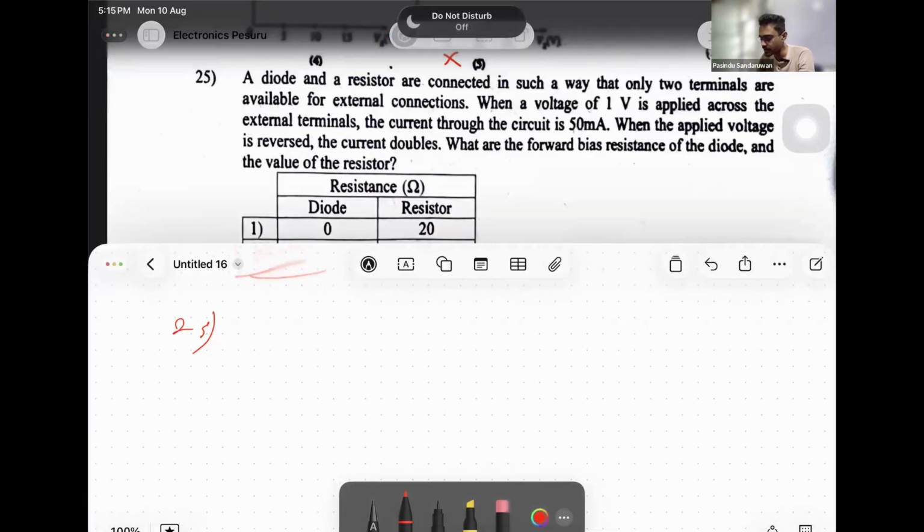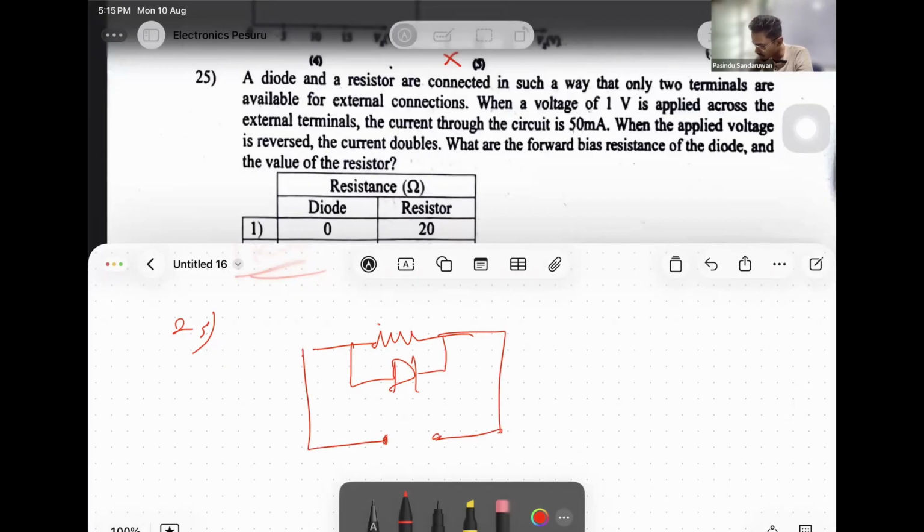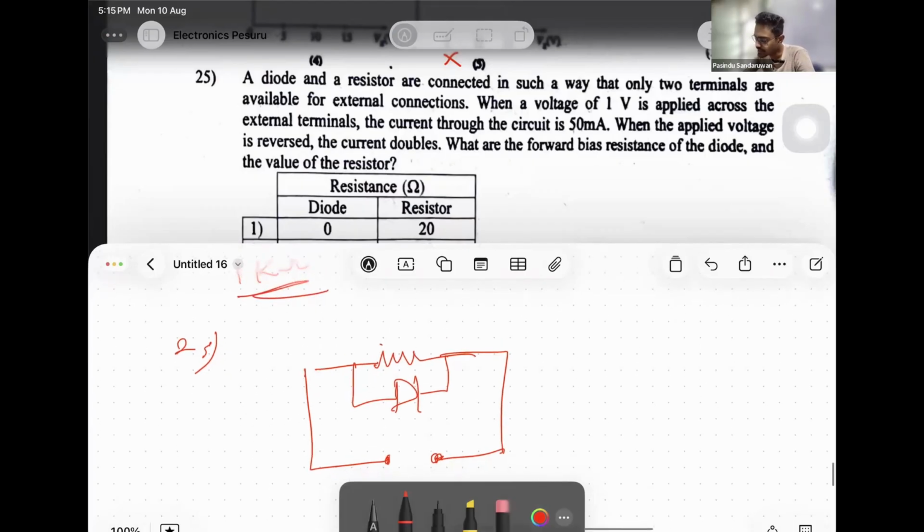Forward or reverse. And these two should be in a parallel combination in that case, no? Right? Otherwise forward and reverse can't switch. I think these two should be something like this. Right? Something like this should be here.